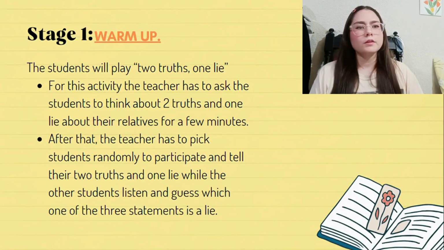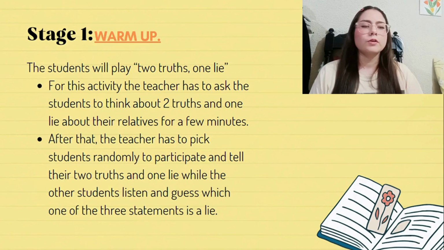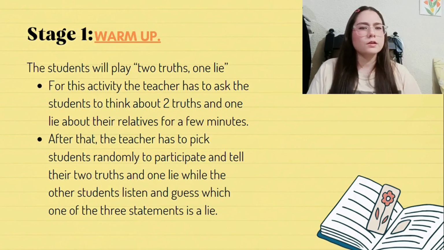Stage number 1, the warm-up. The students will play 2 truths and 1 lie. For this activity, the teacher has to ask the students to think about 2 truths and 1 lie about their relatives for a few minutes. After that, the teacher has to pick students randomly to participate and tell their 2 truths and 1 lie while the other students listen and guess which one of the 3 statements is a lie.